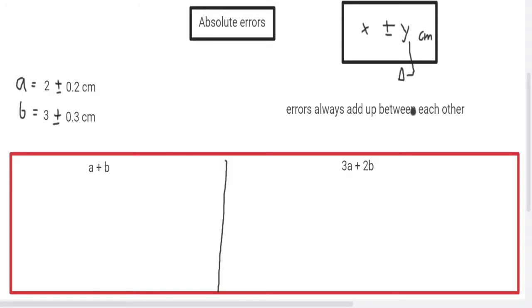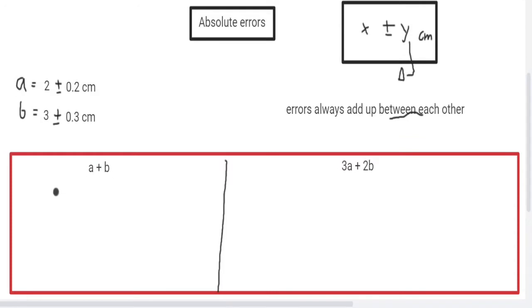Errors always add up between each other. You would not subtract, you would not multiply, you would not divide errors between each other. You would simply add them up. Let's say that I have A, and in A the measurement I took was 2, and the error in that measurement was 0.2 centimeter. And in B I took my measurement as 3 with the error being 0.3 centimeter. And I have been asked to add A plus B.